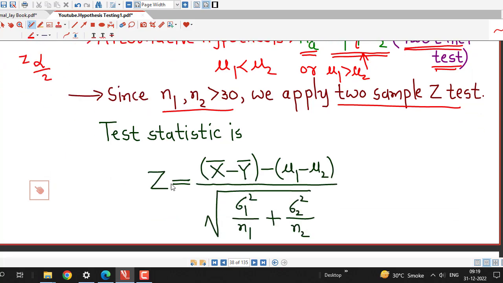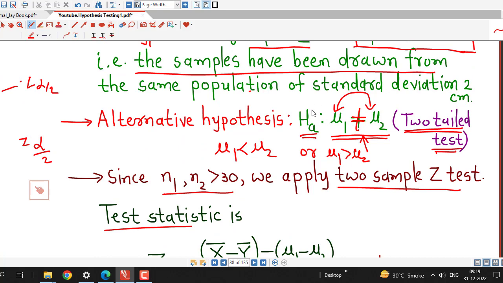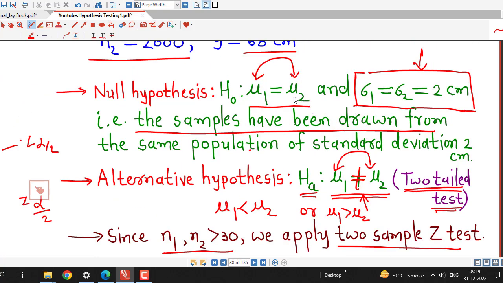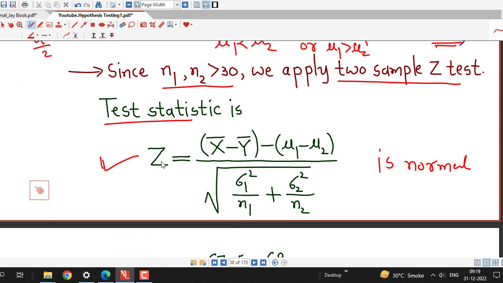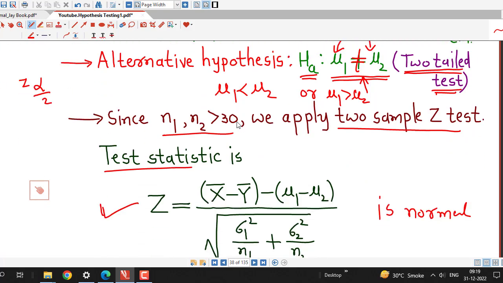That means if we consider this test statistic, then this is going to be a standard normal random variable, and we test the null hypothesis H0: mu1 equal to mu2 with this test statistic. So our assumption is that mu1 and mu2 are equal. We assume the null hypothesis and we are testing this null hypothesis using this Z statistic.